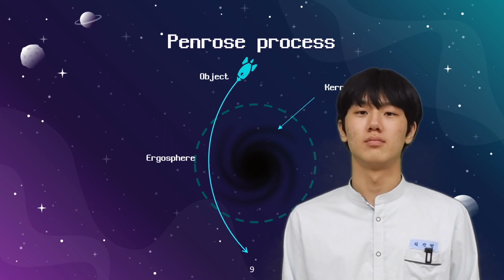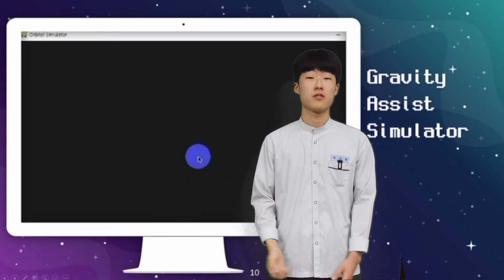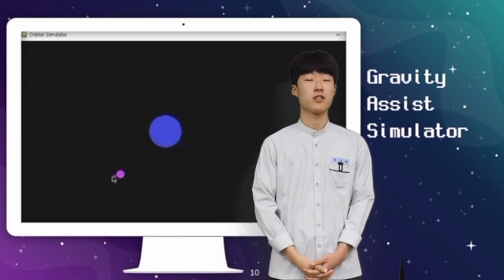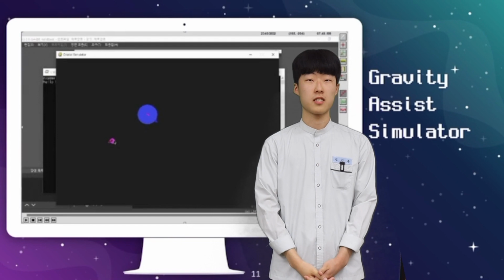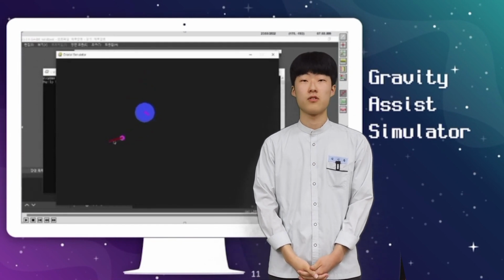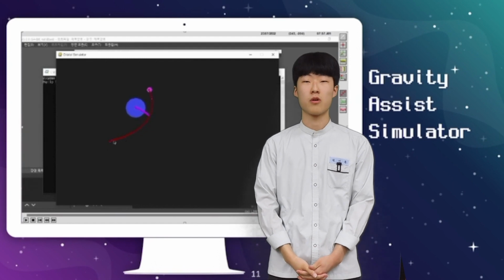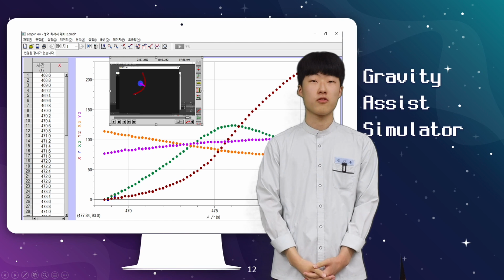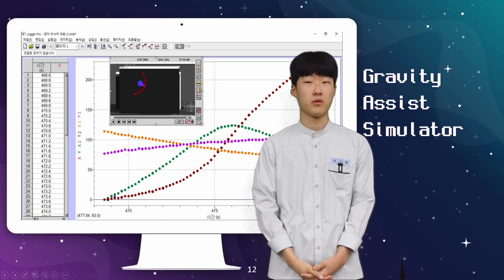This simulator allows you to set the size and the initial velocity of the celestial body by clicking and dragging the mouse. After recording this video, we analyzed the motion of the two celestial bodies using the video analysis function of the Logger Pro program. We used this data to calculate velocity, and it came out as follows.